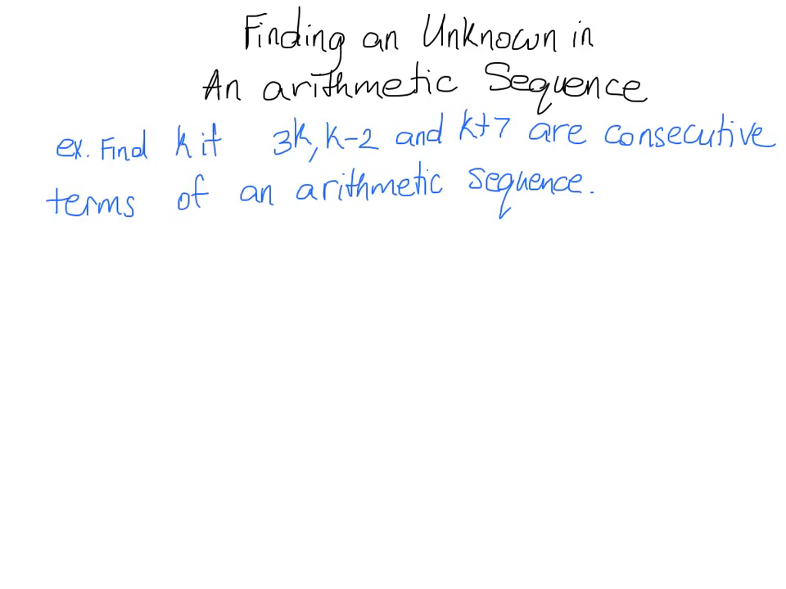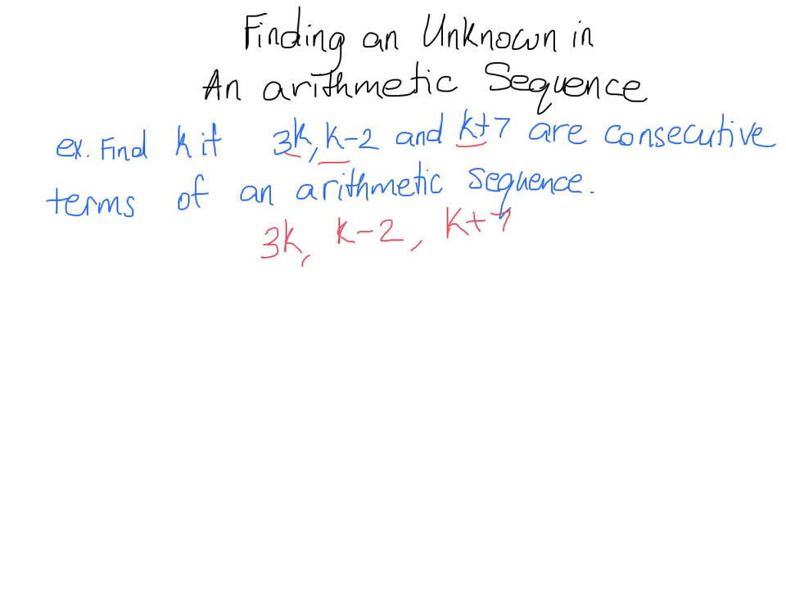In this video, we're going to look at how to find an unknown within a sequence, specifically an arithmetic sequence. So we have in this sequence 3k, k minus 2, and k plus 7. So let me rewrite that here: 3k, k minus 2, and k plus 7. And we know that the sequence is arithmetic.